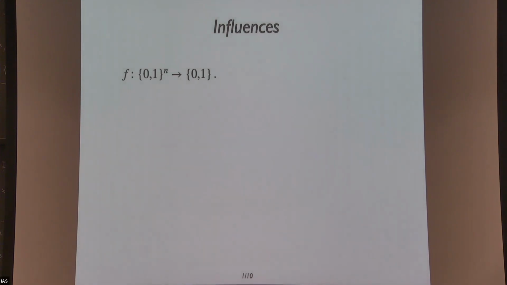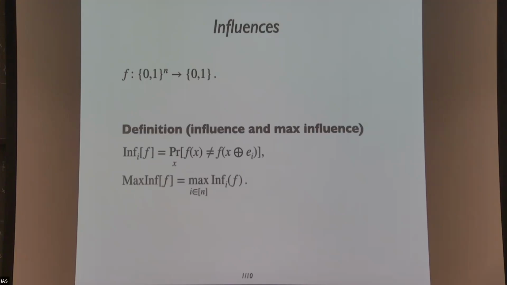First, I want to introduce this notion of influences, or maybe you have heard another name for it, which is called Banzhaf power index. If you haven't heard about it, this is its definition. For every variable, or every bit, its influence with respect to the function f is just the probability that you flip the function value by flipping the corresponding variable on a uniformly random input from the Boolean hypercube. And the max influence is just the max over all the individual influences.